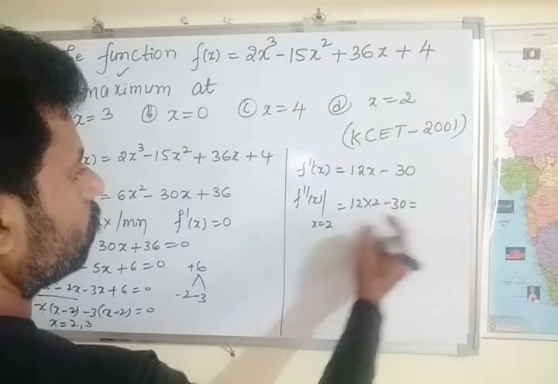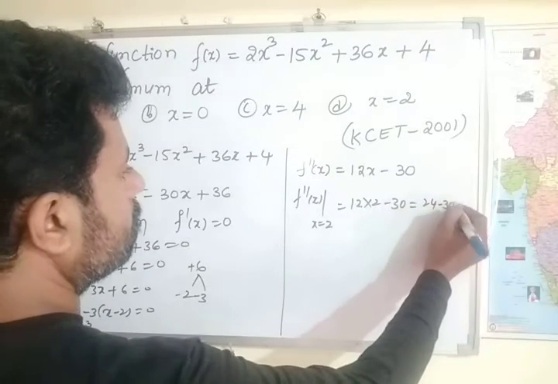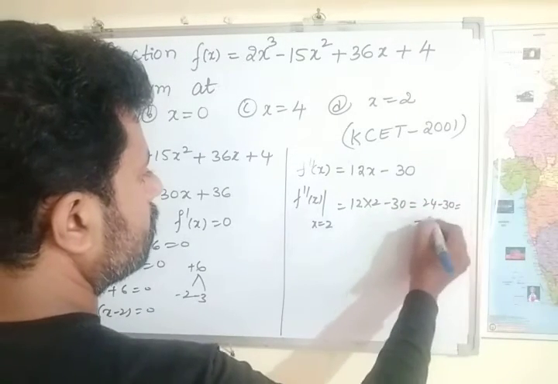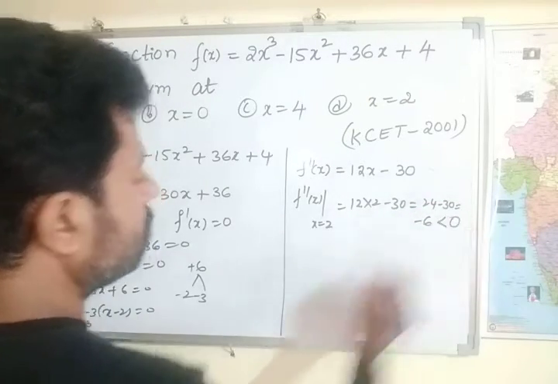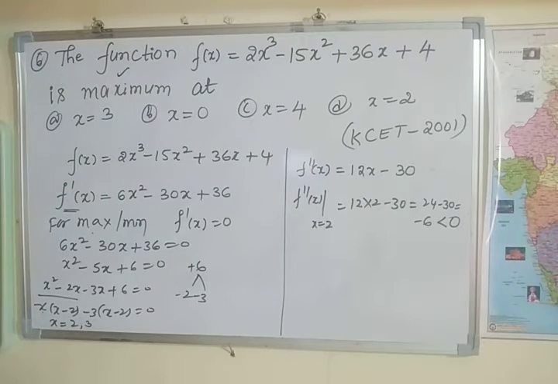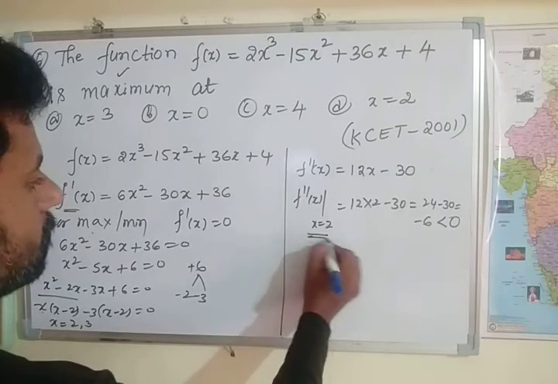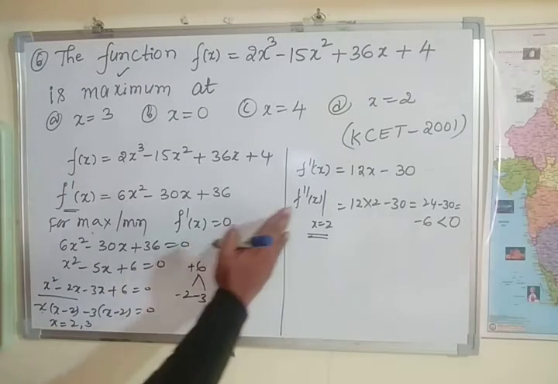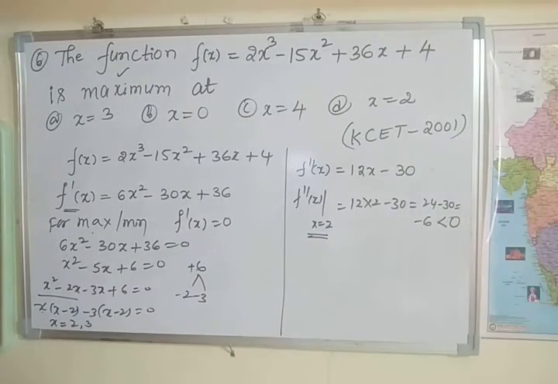We calculate 24 minus 30, which is minus 6. This result is less than 0. See, minus 6 less than 0 means that the result is a maximum. Okay, maximum at x equals 2.